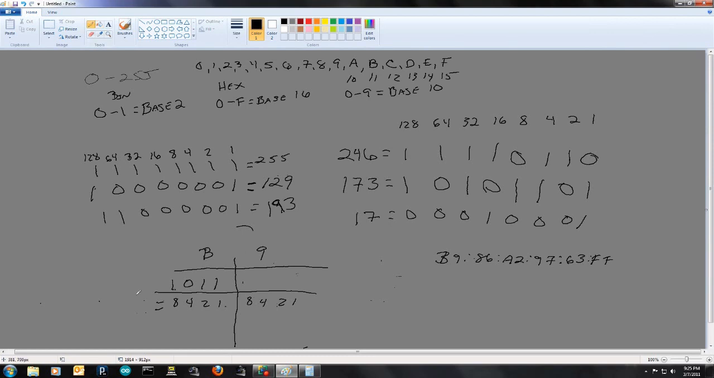Okay. So 8 plus 2 plus 1 equals 11. 11 is B. Over here, 9. Is 9 divisible by 8? Yes, 1, with 1 left over. Does 4 go into 1? No. Does 2 go into 1? No. There's 1 left over, so there it is. So that would be 8 plus 1 equals 9. So B9 is 1, 0, 1, 1, 1, 0, 0, 1.